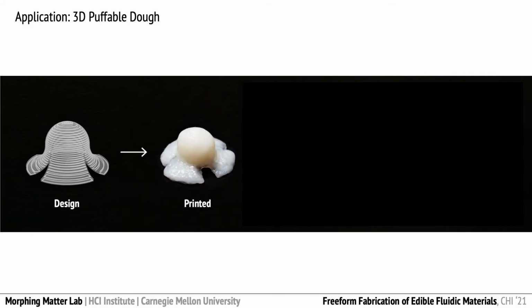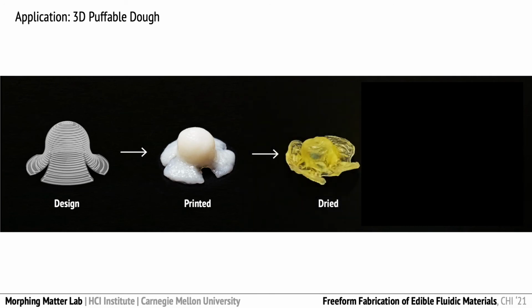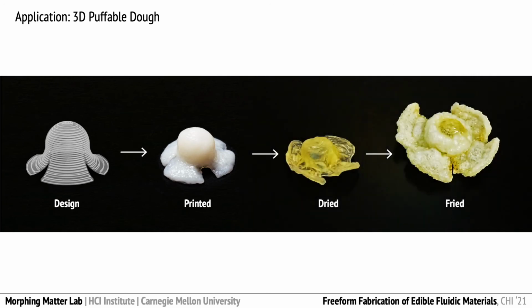Also, taking inspiration from fried dough, we explored the shape-changing dimension of embedded food printing. A wet dough was printed and cured into a 3D shape inside of a sacrificial bath, and after taking it out and drying it, the object was puffed in hot oil to increase its size, enabling a 3D fried food design space.